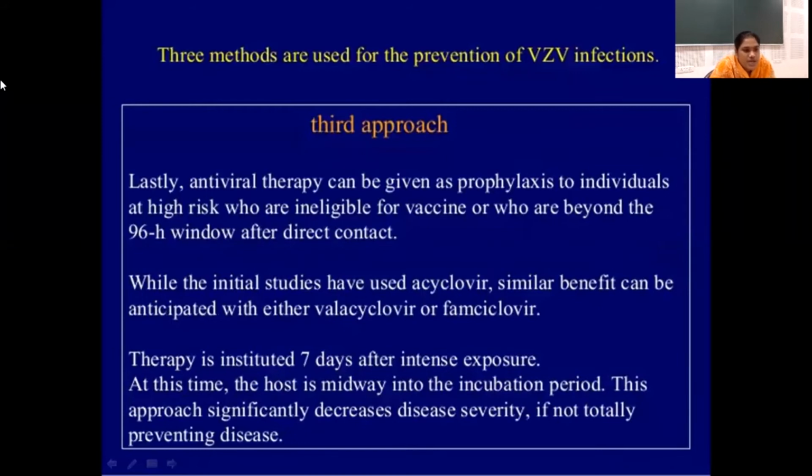Then the third approach, antiviral therapy can be given as prophylaxis to the individuals at high risk who are ineligible for vaccine or who are beyond the 96 hours window period after the direct contact. While the initial studies have used acyclovir, similar benefits are also seen with the other drugs. The therapy is instituted 7 days after the intensive exposure.